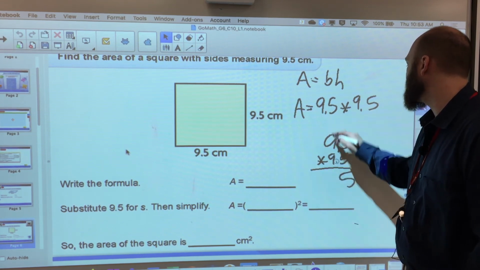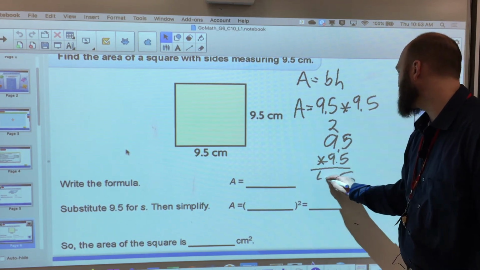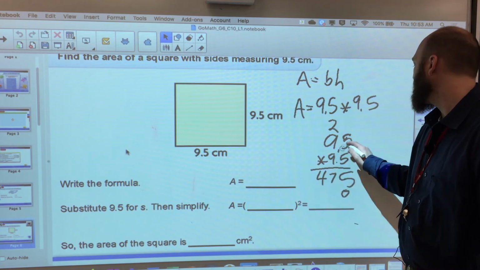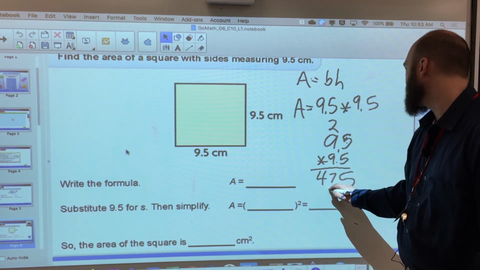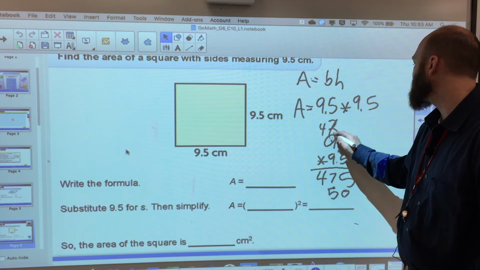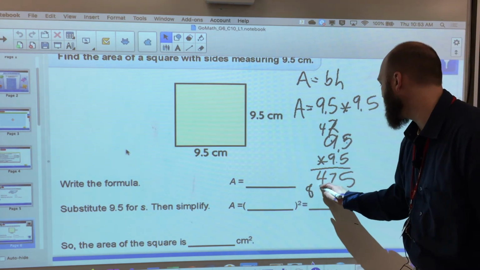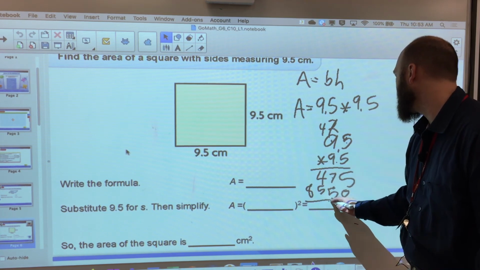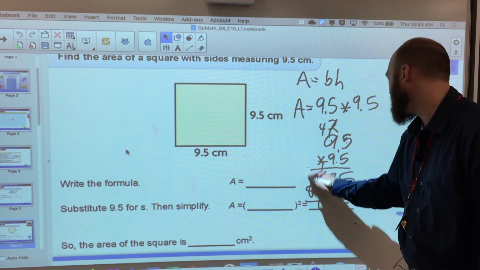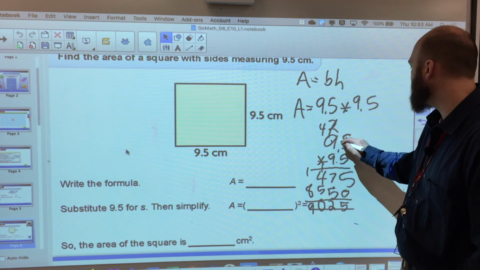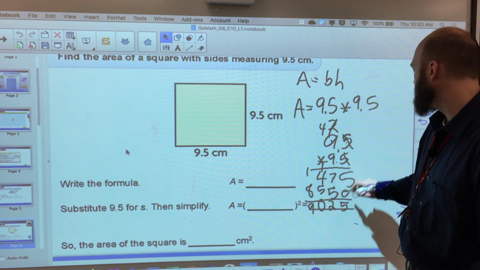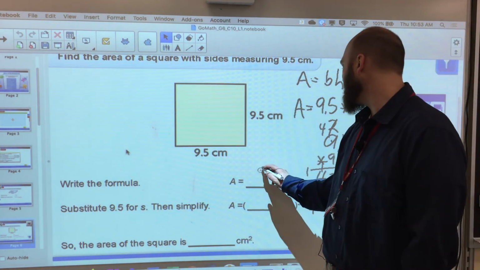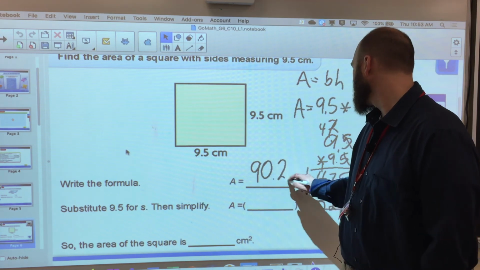5 times 5 is 25. 9 times 5 plus 2 is 47. Add my 0. 9 times 5 is 45. 9 times 9 is 81. Plus 4 is 85. And I'm left with 5. I'm left with 12. I'm left with 10 and 9. 2 digits to the right of my problem, 2 in my answer. I get an area of 90 25 hundredths.